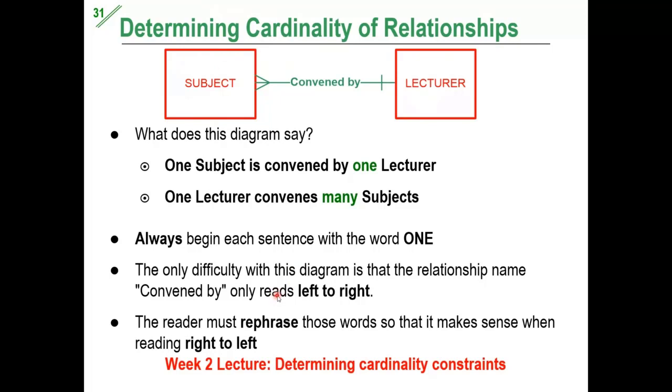So, cardinality relationship. Kunjal, you have a question. What is the difference between one to many and many to one relationship? This is one to many. This is many to one. One to many means one lecturer convenes many subjects, right? That is what we mean by one to many. Many to one is the other way: one subject convened by one lecturer.